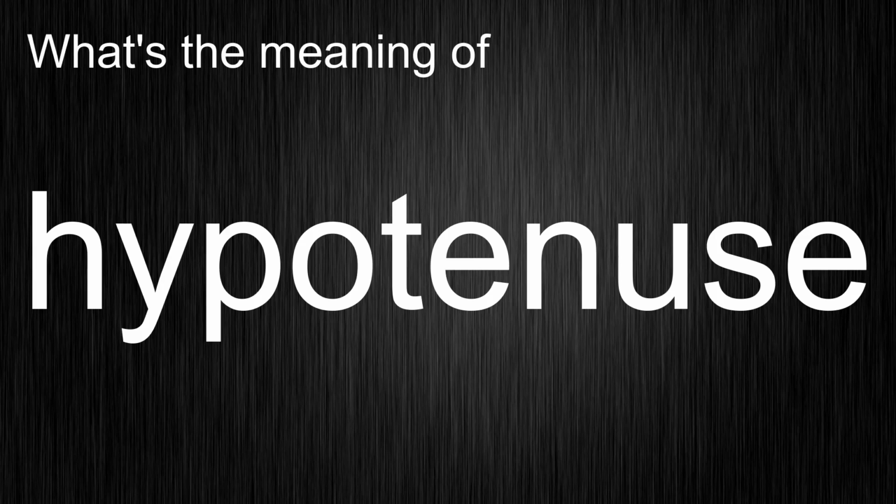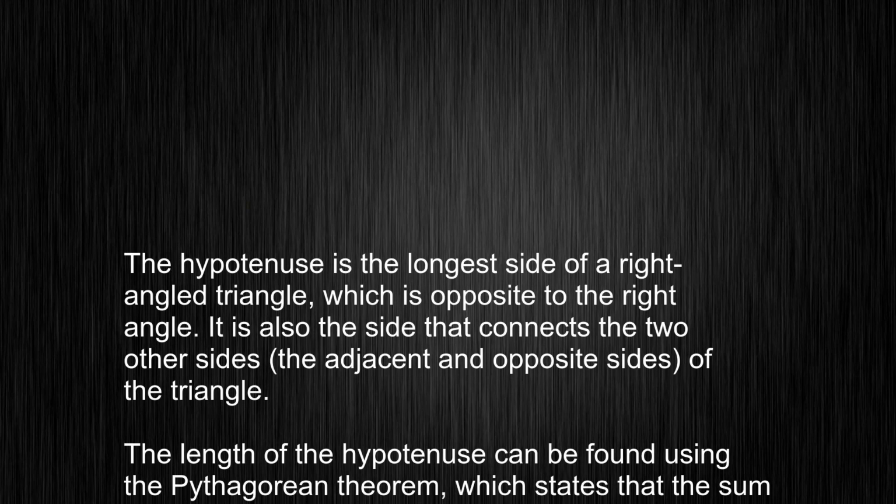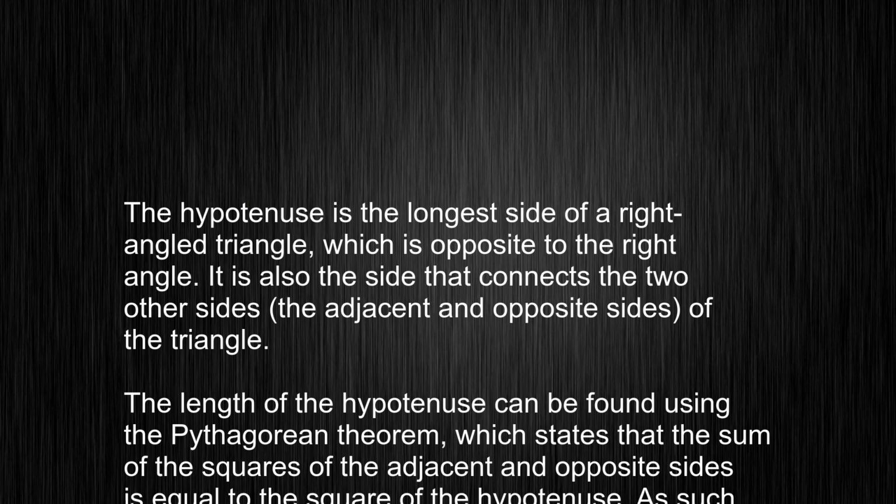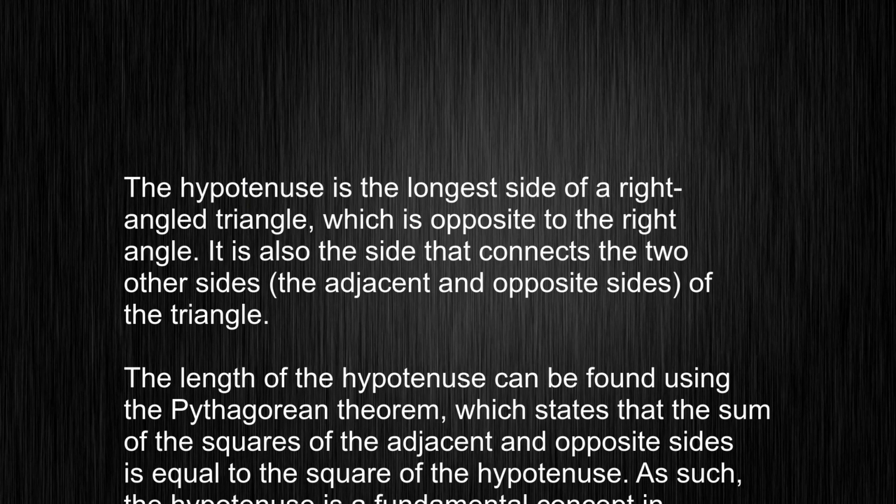Meaning of hypotenuse. Hypotenuse. The hypotenuse is the longest side of a right-angled triangle, which is opposite to the right angle.